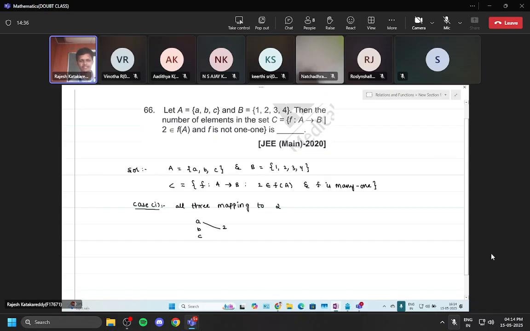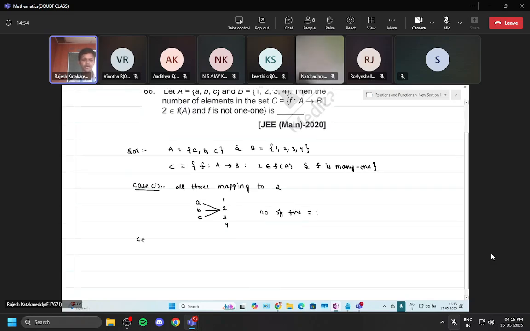What kind of function is this? This is clearly a many one. Clear? So how many functions do we have like this? There is only one function like this. Am I clear in this? Now, next case. Once we have finished all three, we are decreasing. Any two elements mapping to 2.